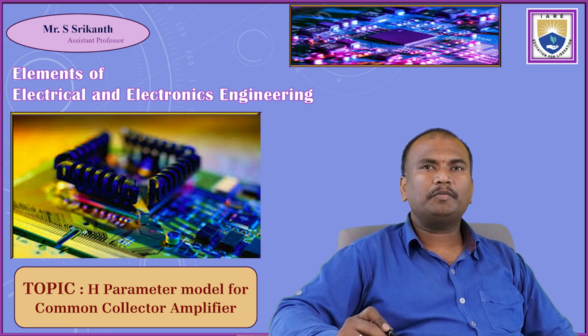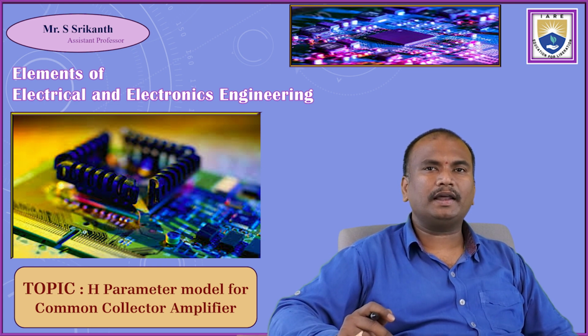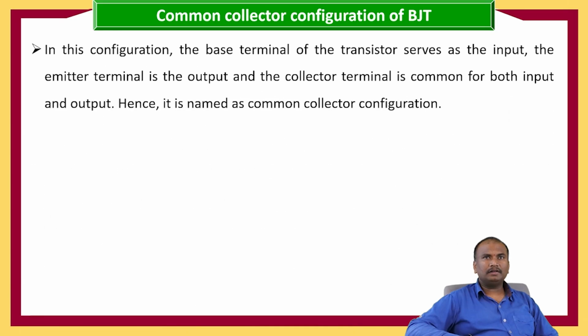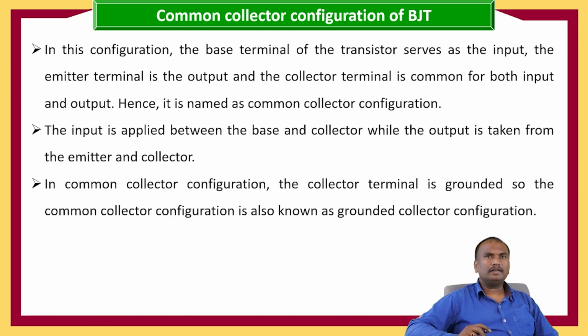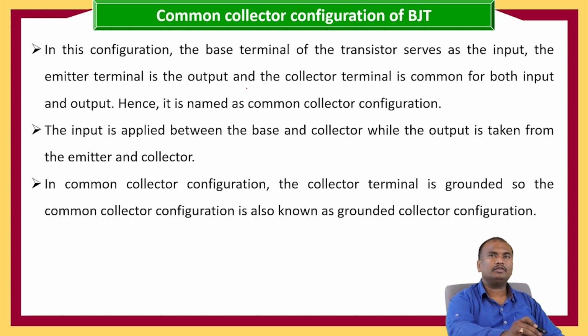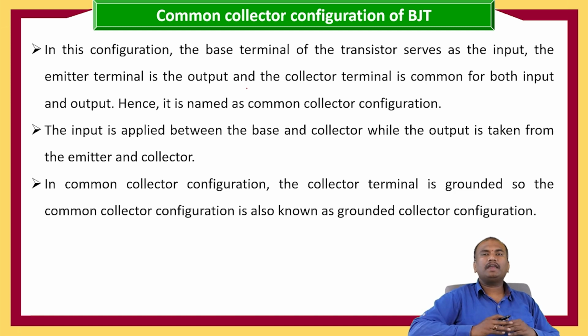In this session, I am going to discuss the h parameter model for common collector amplifier. In this configuration, the base terminal of the transistor serves as the input and the emitter terminal is the output. Here we are making the collector terminal as the common. So base will be serving as the input terminal and emitter will be working like an output terminal.